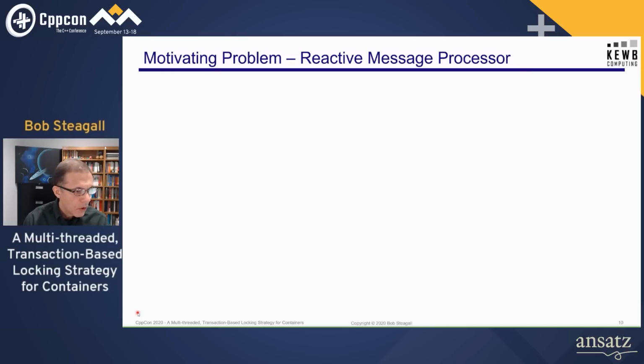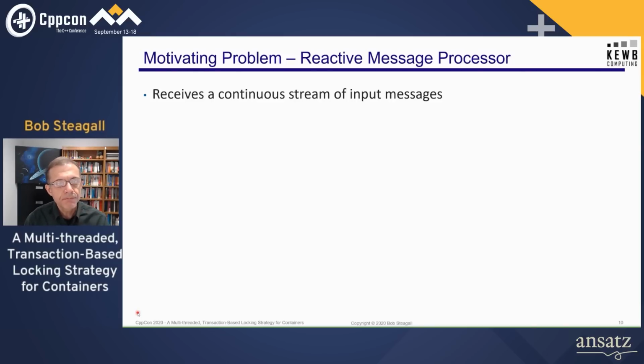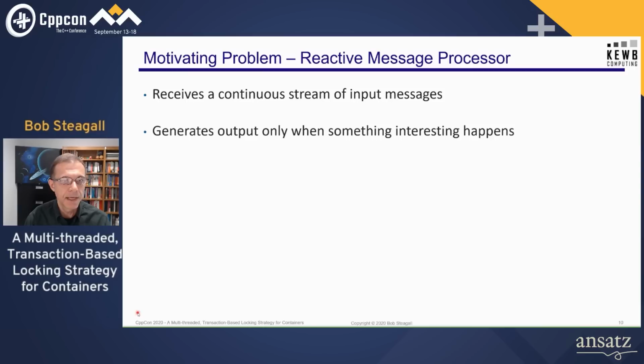So why did I try to solve this problem, and why is it interesting? Well, suppose that I have a thing that I choose to label a reactive message processor. It's a program that receives a continuous stream of input messages, perhaps from Kafka or something like that. It listens to these messages and generates output. Perhaps it sends that output to another Kafka instance somewhere when something interesting happens in the stream of input messages.